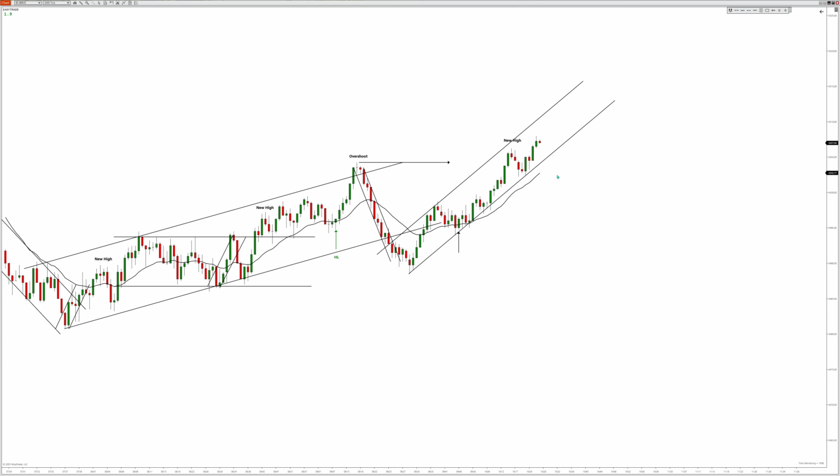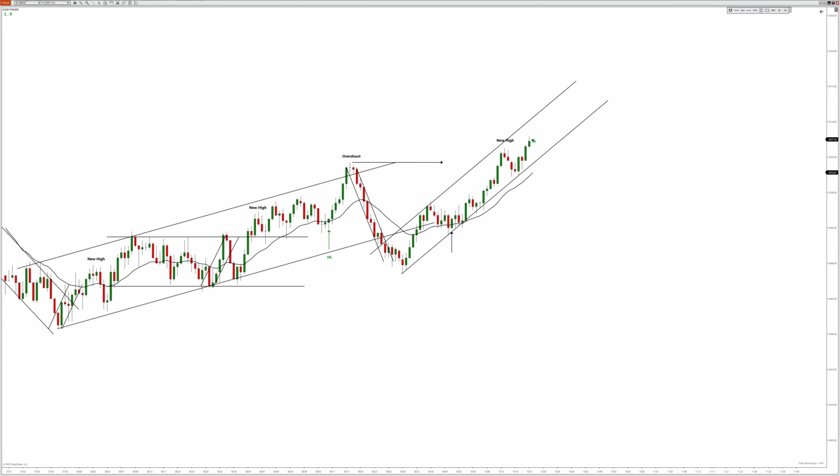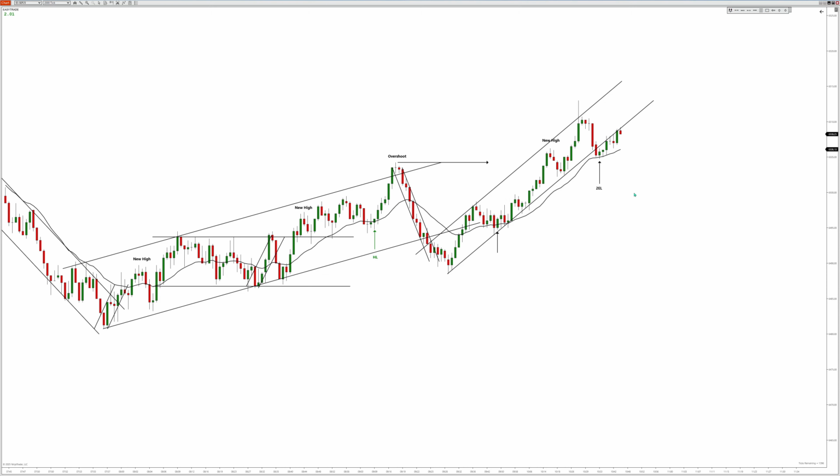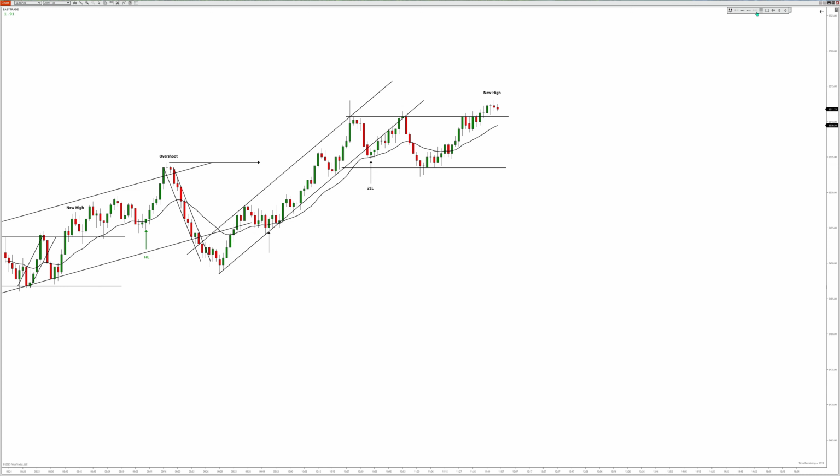So I'm just going to leave this here. It's not confirmed yet. We may break through right here if it pulls back, but I'm going to be watching this channel and see what happens. We got a new high now. The only thing that I can see is this higher low right here.